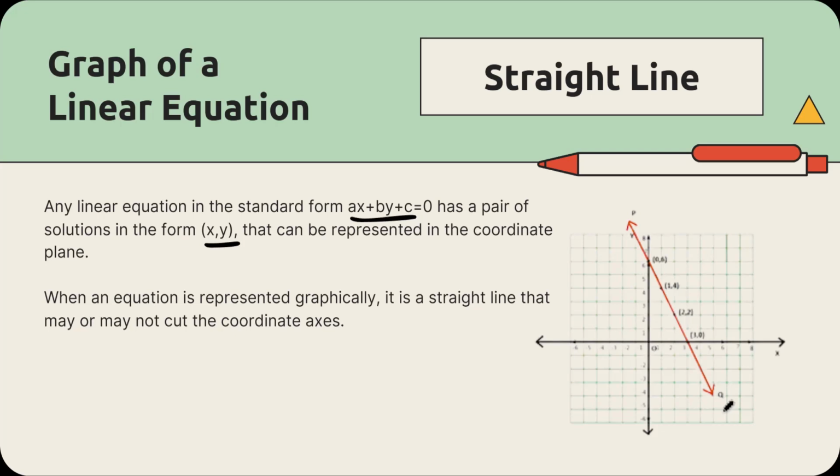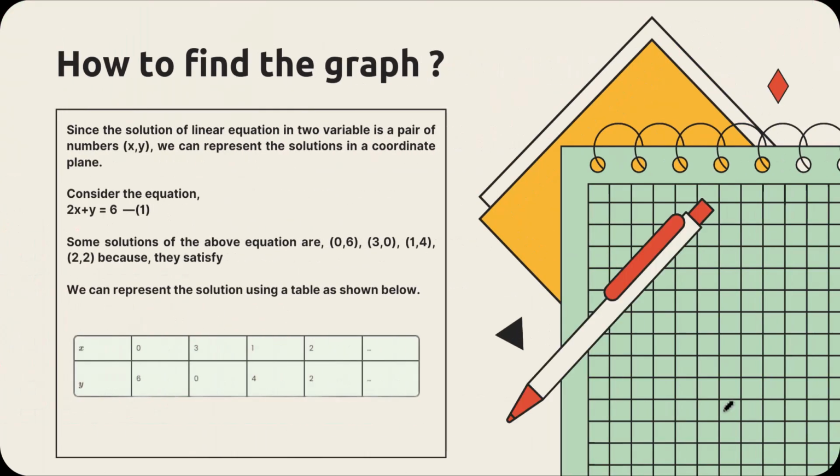So when an equation is represented graphically, it is a straight line that may or may not cut the coordinate axis. It is not necessary that it has to cut both the coordinate axes. We'll look into that, okay? So this line is the solution of the linear equation in two variables. Very simple. So how to find the graph?